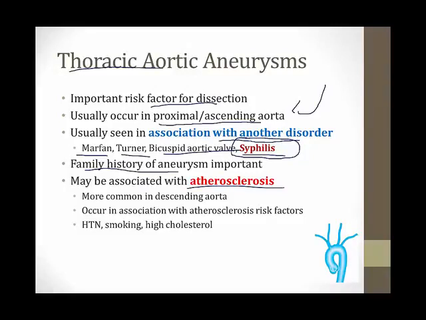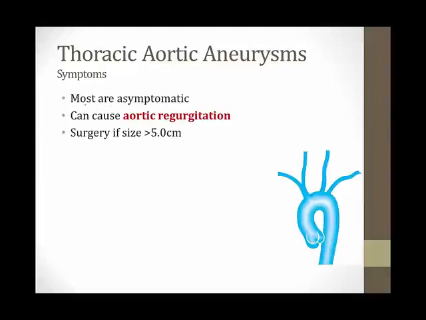When patients do have an atherosclerosis-associated thoracic aneurysm, it's usually in the descending aorta, not the ascending aorta, and it often occurs in association with atherosclerosis risk factors like hypertension, smoking, and high cholesterol. Most thoracic aneurysms are asymptomatic. Many patients are identified by screening.